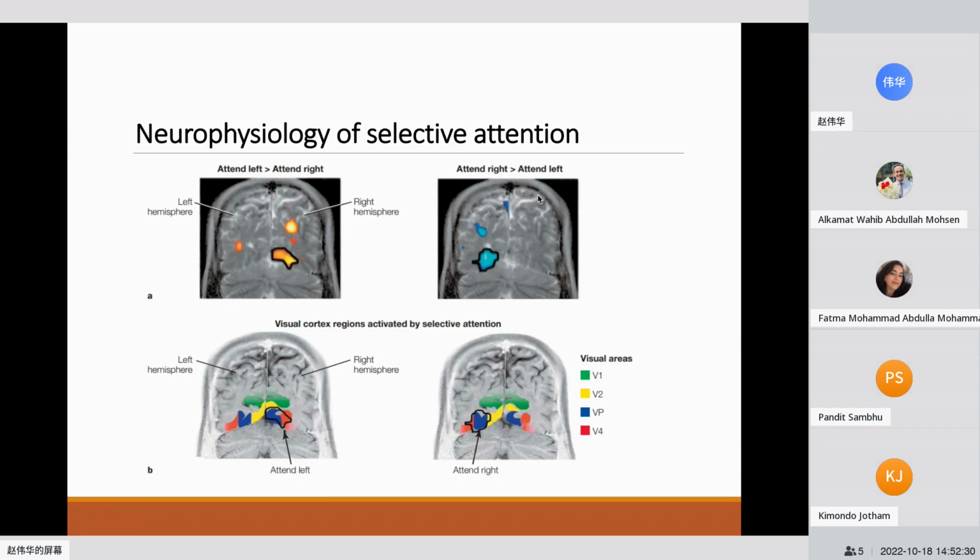And as demonstrated in previous studies, the effects of spatial attention were activations in the visual cortex contralateral to the attended hemisphere, and these regions from wave 1 to wave 4, you can see here. These regions are activated by attention, and it was also found to cross multiple early visual areas from wave 1 to wave 4.